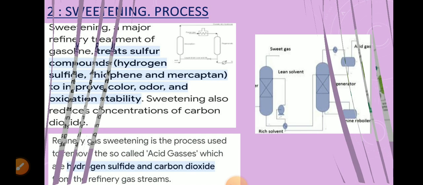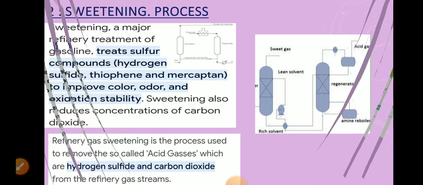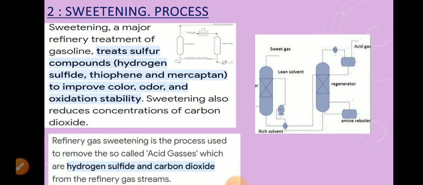Next step is the sweetening process. Sweetening is the major refinery treatment unit of gasoline that treats sulfur compounds like hydrogen sulfide, thiophene, and mercaptans to improve color, odor, and oxidation stability. Sweetening also reduces concentration of carbon dioxide.